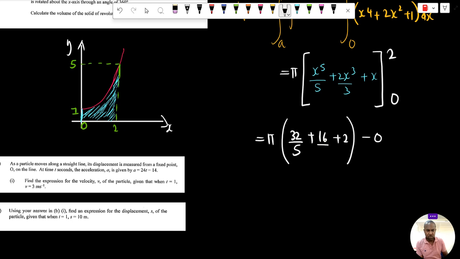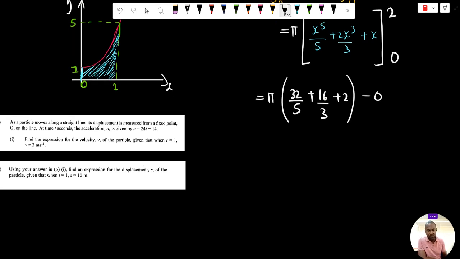So 16 over 3. Right. So we can go to our calculator and add these up. Sometimes I like to test my mental math. So I will basically express this as two fractions with the same denominator. The denominator will be 15.